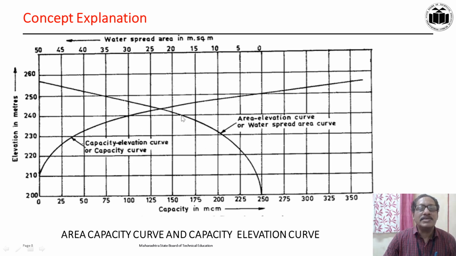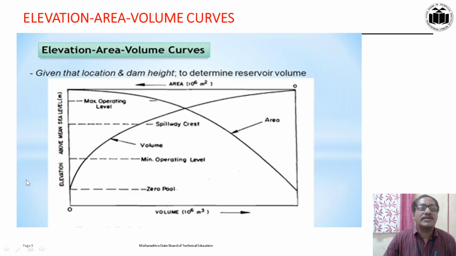The other figure you can see here is the area elevation curve, in which the water spread is marked in million square meter on the upper x-axis and the corresponding elevations on the y-axis. Here is another figure of the same, which gives you the idea regarding the maximum operating level, minimum operating level and the zero pool level, that is the dead storage level. It can also be useful in finding the spillway crest.